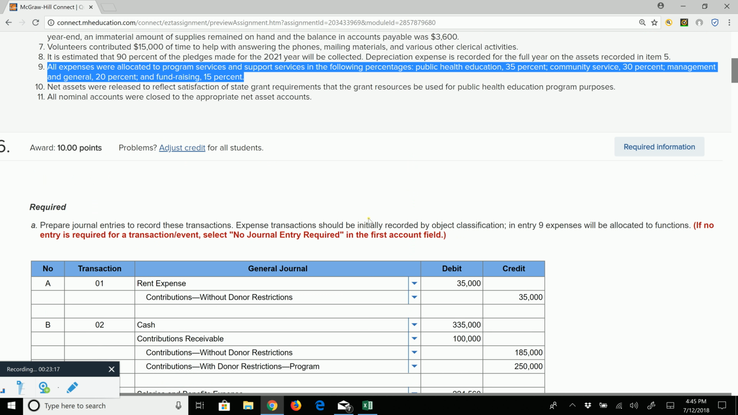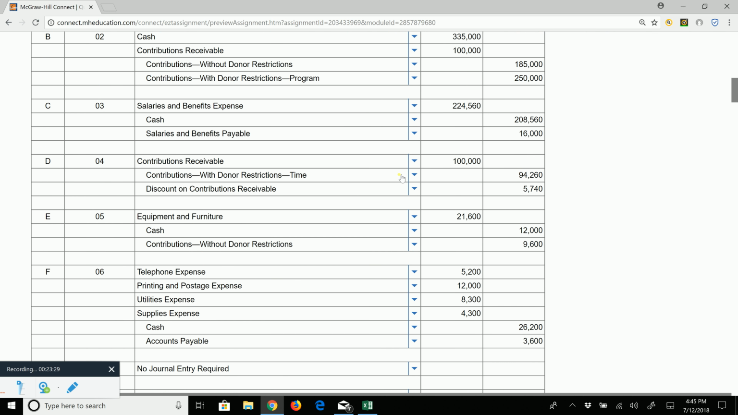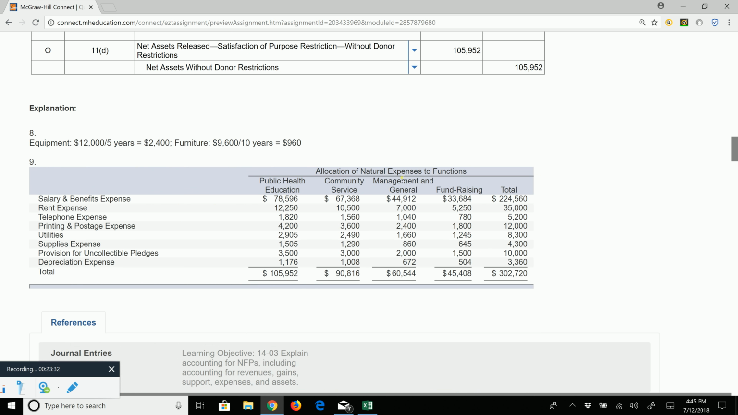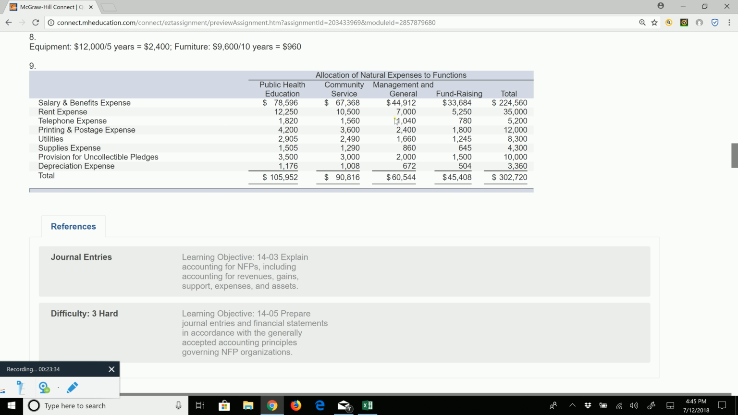So the author is saying that all of the expenses are broken down as follows. Public health education, 35%. Community service, 30%. Management in general, 20%. And fundraising, 15%. The best way to do this is prepare a table that looks something like this.